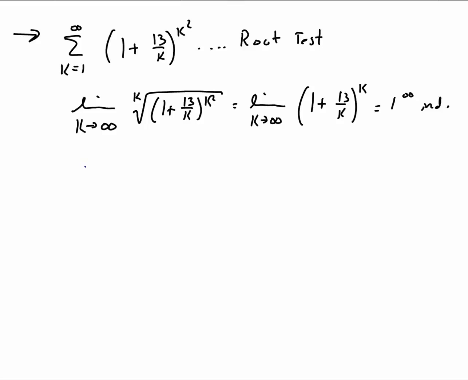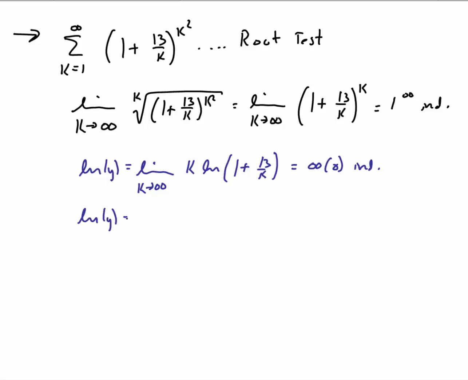So what I do here then is I go ahead and set this equal to y and then take the natural log of both sides. Now the whole idea of taking the natural log of both sides is so I can get that k out of the exponent. Now if I take my limit right now, I'd get infinity times 0, which is indeterminate. So I need to rewrite this into an indeterminate L'Hopital's form.